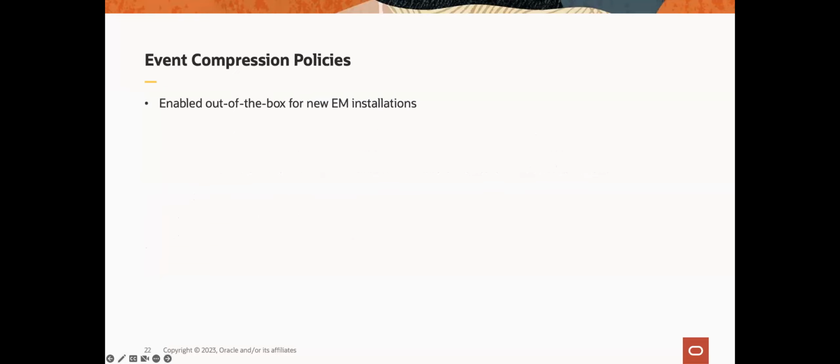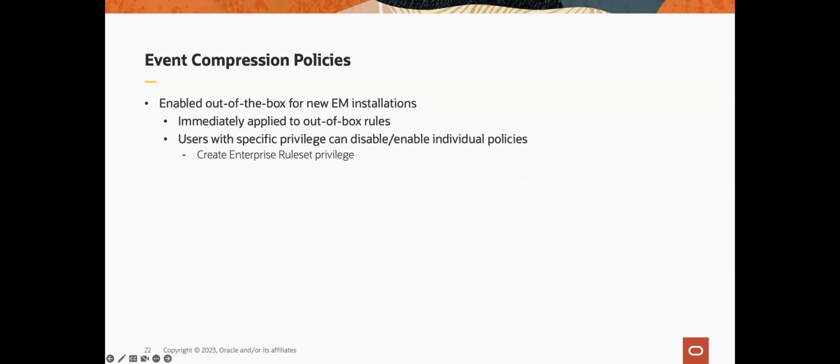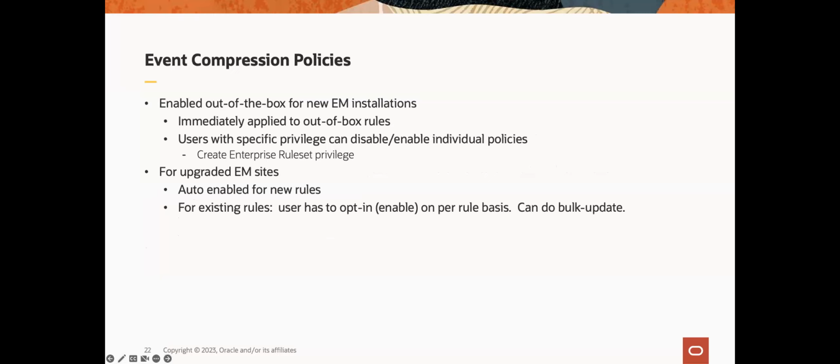For new Enterprise Manager installations, these event compression policies are enabled out of the box. Users with specific privileges can disable or enable individual policies. And for upgraded EM sites, the event compression policies is auto-enabled for new rules. However, for any existing rule pre-upgrade, the user has to enable the policies on a per rule basis. This is intentionally done to prevent changes in pre-existing incident creation and notification behavior after updating to EM.